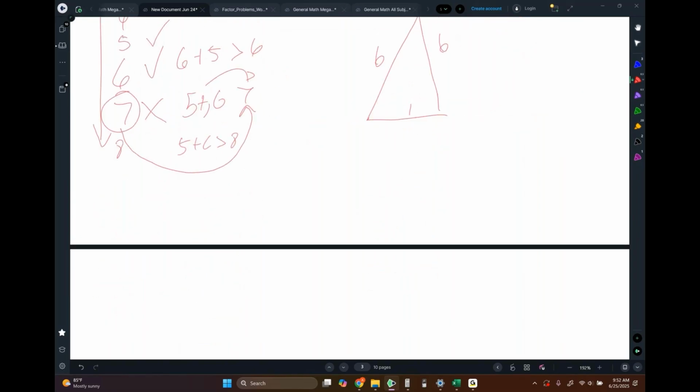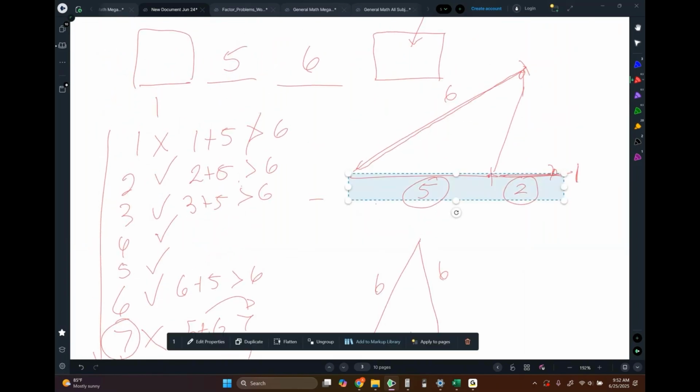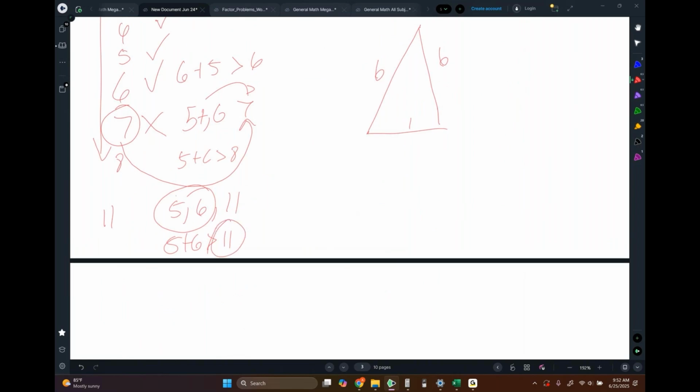What's the first number that doesn't work? 11. Right. 11 is the first number that doesn't work, because if you have a 5 and a 6 and you had an 11, then 5 plus 6 is not greater than 11. I'm going to show you a shortcut in a minute, but I want you to visualize it first. So 11 doesn't work. We have a range, right? 1 doesn't work, and anything from 11 and above does not work.